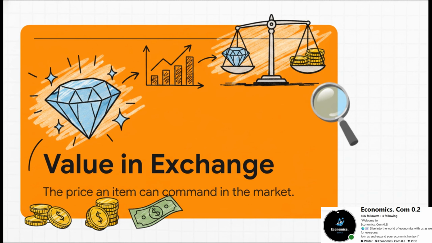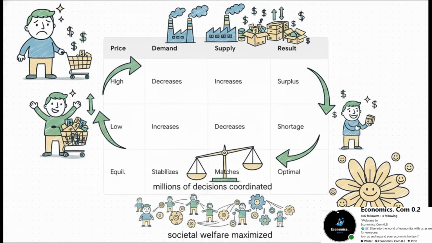And these market prices, they act as vital, flashing signals to everyone in the economy. Let's see how those price signals play out in practice. If prices are high, consumers back off, but producers rush in to supply more. That creates a surplus, which organically drives prices back down.